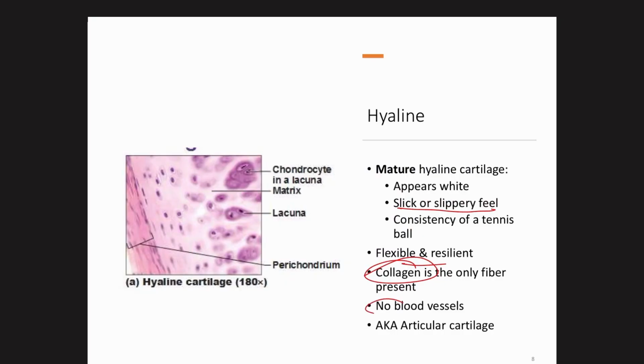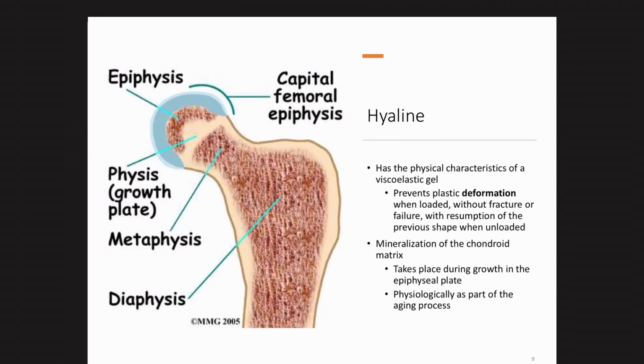It has no blood vessels. So again, if you damage this articular cartilage, like when we get to osteoarthritis and rheumatoid arthritis, you're going to see the changes that happen with the cartilage here. It's also known as articular cartilage because it's on the articular joints. Anything that moves has to have hyaline cartilage. As an example, here is where the hyaline cartilage is on the end of the femoral head. It prevents plastic deformation, so when loaded, it won't crack.